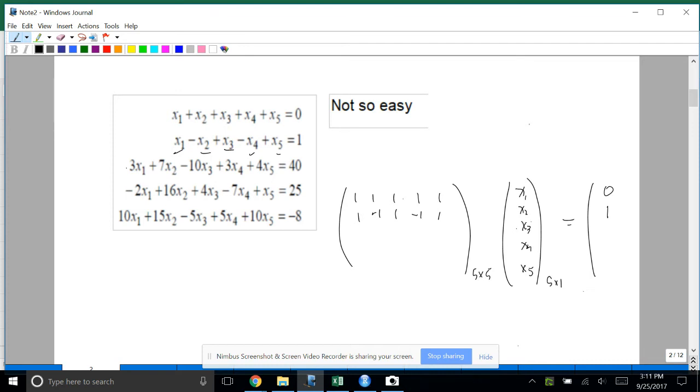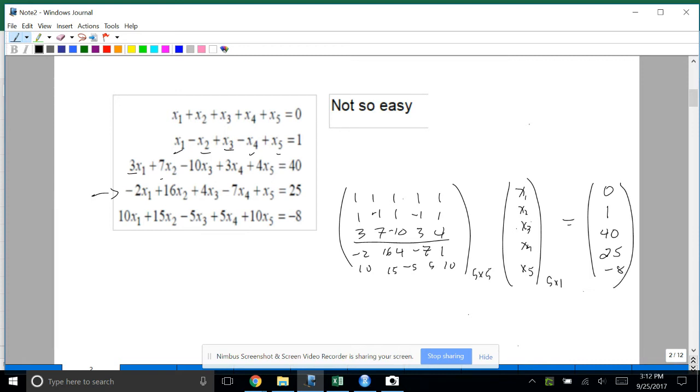Third equation, we have 3, 7, negative 10, 3, 4. And again, it's this row times all the x's equals 40. And then we have the fourth row. We get negative 2, 16, 4, negative 7, 1 times all the x's equals 25. And then we got 10, 15, negative 5, 5, and 10 equals negative 8.